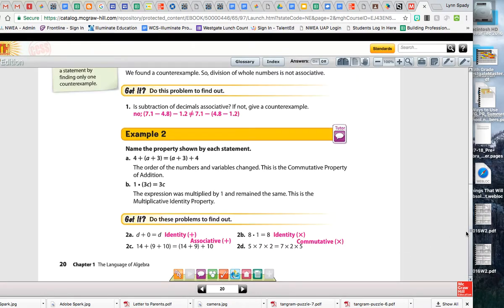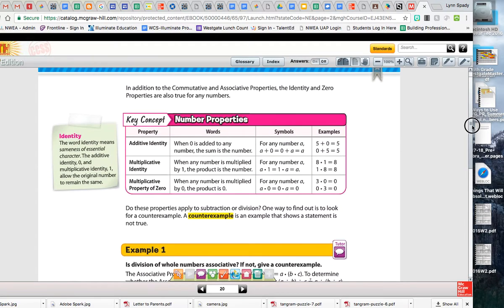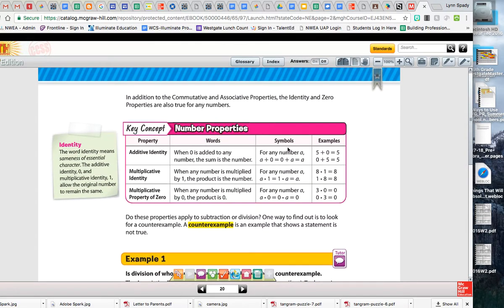And on to page 20, I want to take a look at the number properties also with identity. We have the additive identity, the multiplicative identity, and then the multiplicative property of 0. And that's very simple. Your identity does not change when you add 0. So the identity of any number does not change when you add a 0 to it. Just like the multiplicative identity means that when you multiply by 1, the identity doesn't change. Okay, we're still going to get the same number when we multiply by 1.